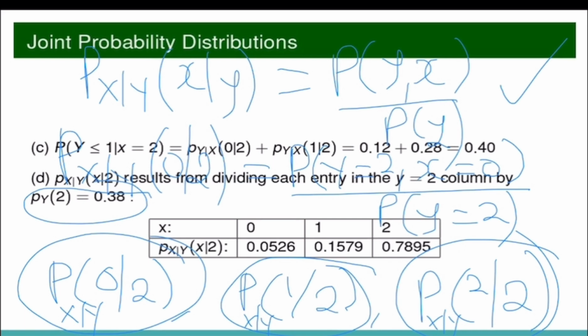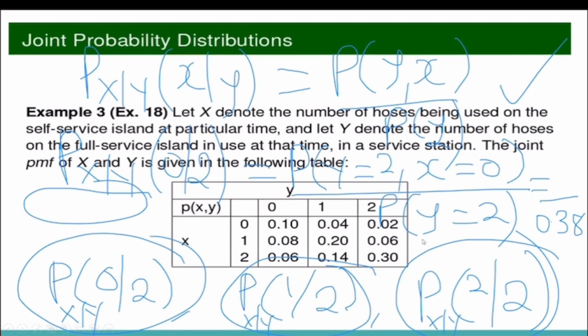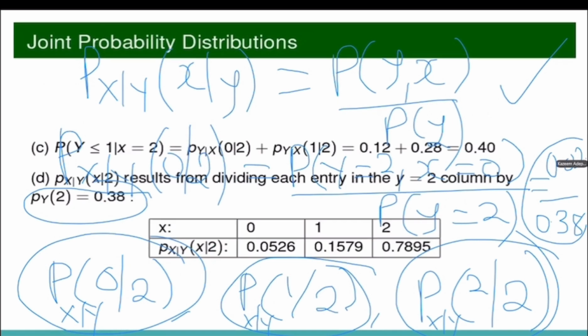Okay, so 0.38 is what I'm actually going to be using as a denominator. So right now, I'm going to put 0.38 right here. Now, the next thing is just to go back to the multiplication table. When y equals 2, x equals 0, it's going to be 0.02. So when you do 0.02 divided by 0.38, that will automatically give you what you have here.